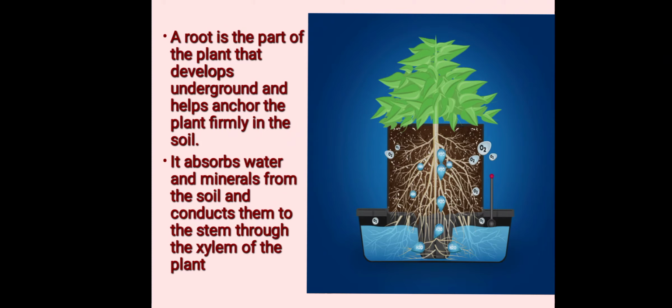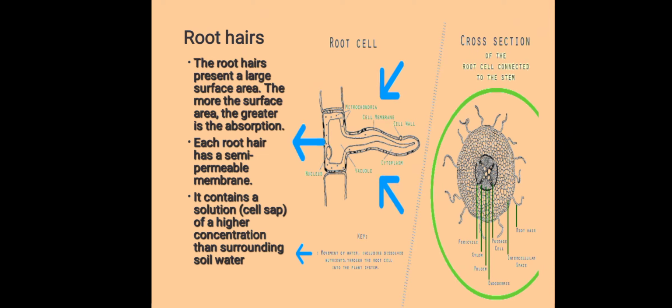Good morning, class. In the previous lesson, we have learned about root, right? It is a part of the plant that develops underground and helps to anchor the plant firmly in the soil. The main function is to absorb water and minerals from the soil and conduct them to the stem through the xylem of the plant. We have come to know about root hairs. The more the surface area, the greater is the absorption.